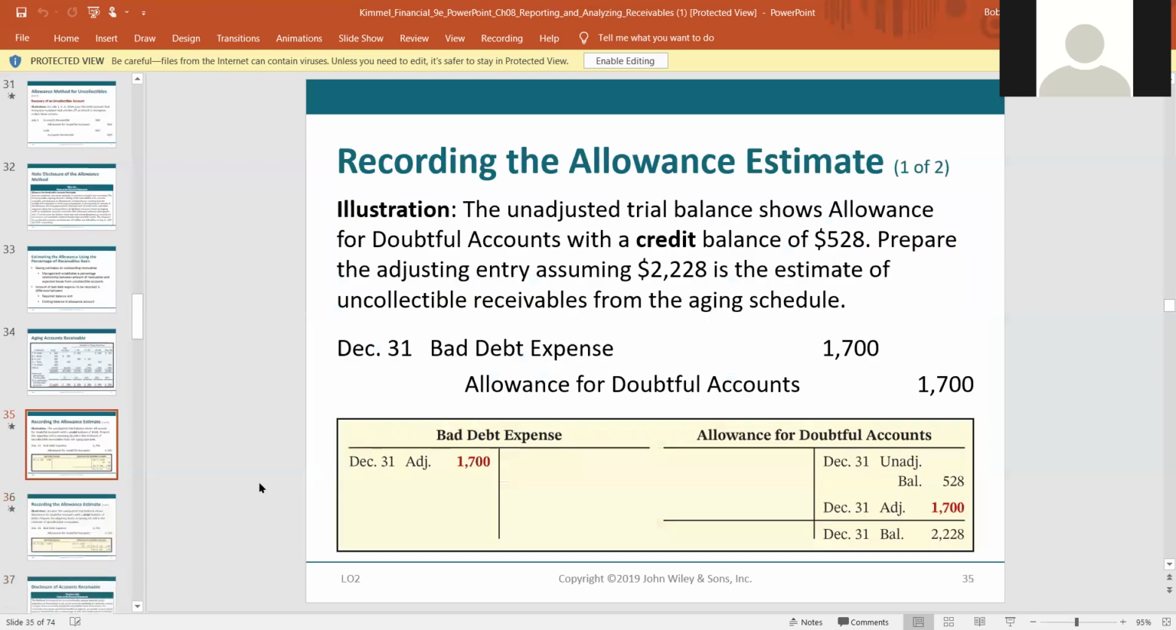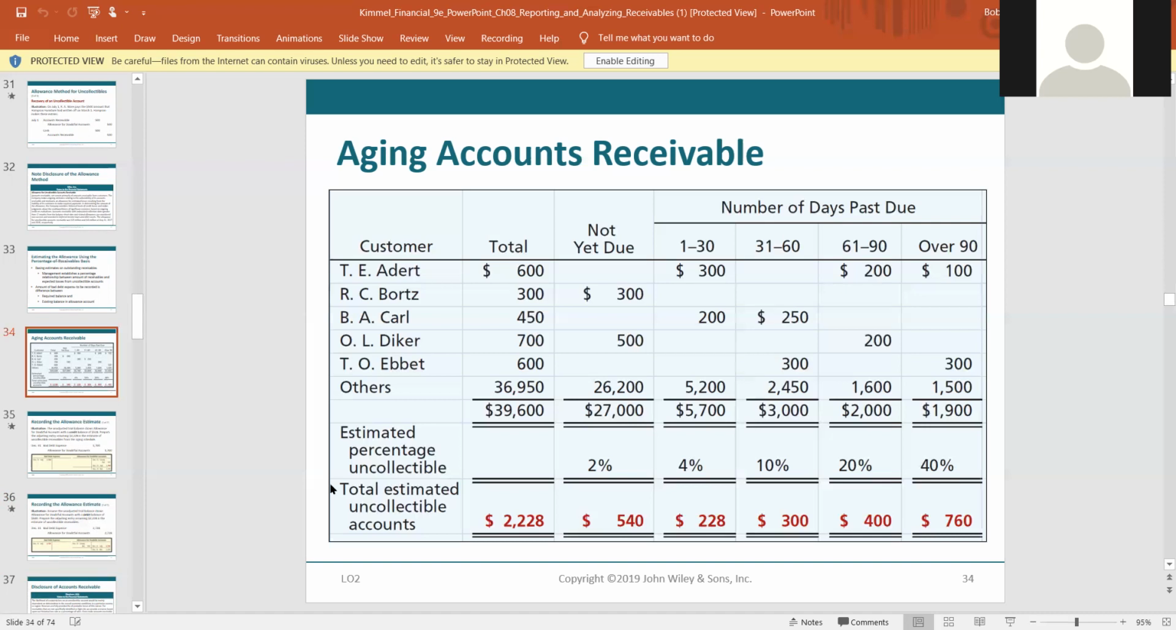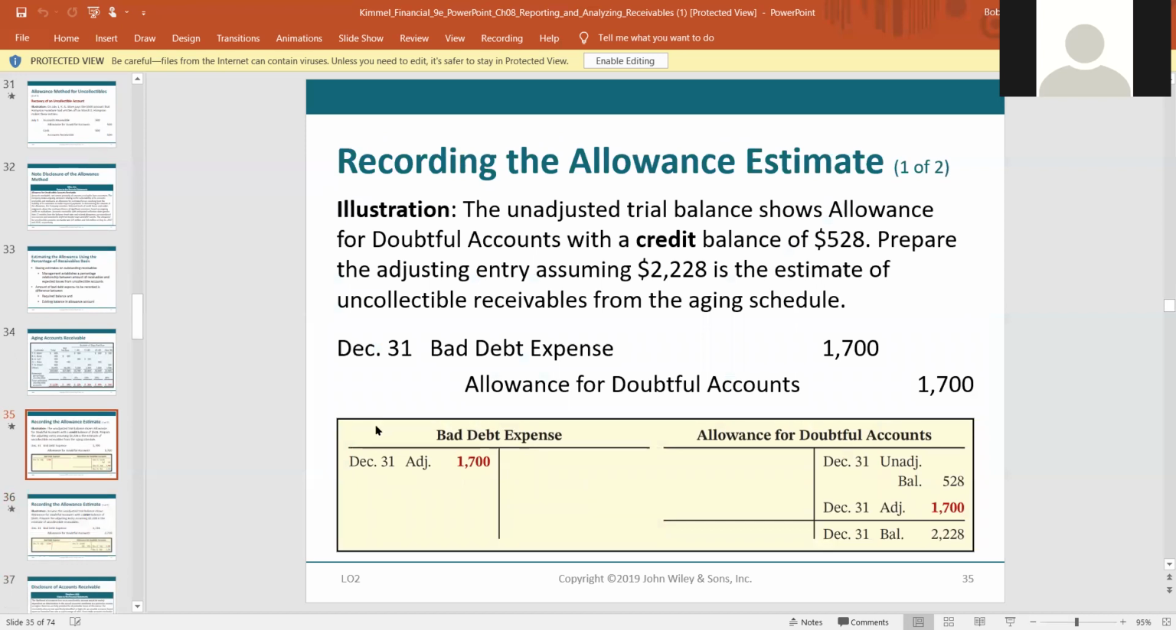So let's take a peek here. They came up with the number of 2,228, right, Laura? 2,228. That's the amount we want in the balance. There was an original amount there sitting of 528. So your adjusting journal entry is 1,700.